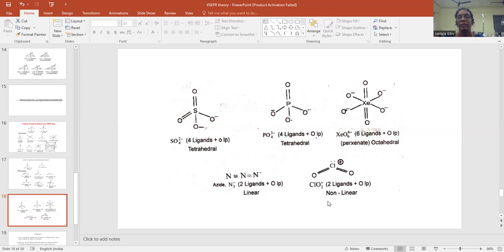Next ClO2 plus. Here the central atom is chlorine, belongs to group number 7, which is having a positive charge. So we have to subtract 1 from 7. So it will become 6. Since there are 2 oxygen atoms which are having double bonds, each one will share a pair of electrons. So the total number of electrons shared by surrounding atoms will become 4. So 6 minus 4 divided by 2, that is equal to 2 by 2. So there is one lone pair of electrons in ClO2 plus.